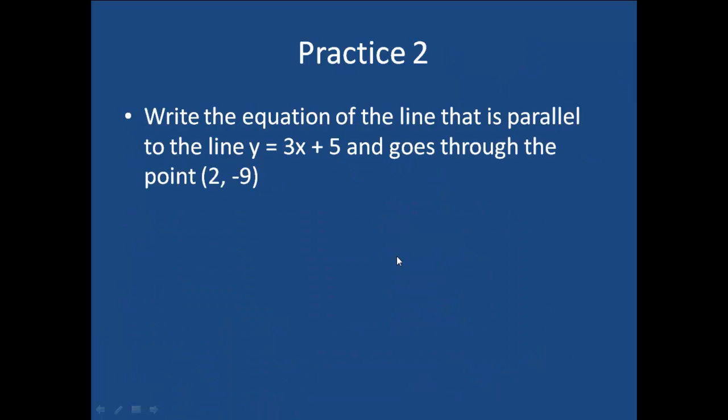Alright, here's another practice one. This time I want you to pause the video again and I want you to write the equation of a line that is parallel to the line y equals 3x plus 5 and goes through the point 2, -9. So think about what that problem means and think about how we always need to find our slope and our intercept. So go ahead and pause that video.